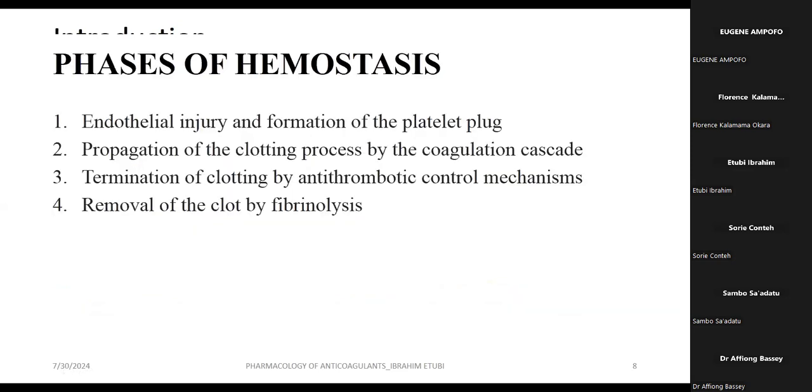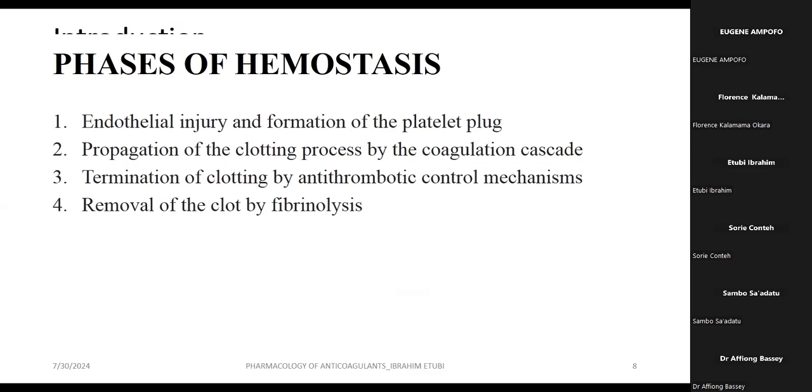Then in terms of hemostasis, hemostasis is the prevention of blood loss, and it is divided into four stages, like I mentioned earlier. First, when you have an injury, there will be a vascular spasm, then you have the formation of the platelet plug, and then it stimulates the coagulation process, and then the termination of that clotting process by the normal mechanism of anti-thrombosis.